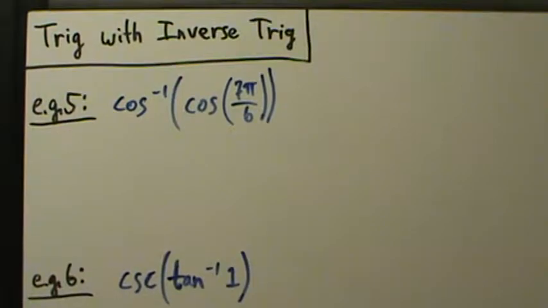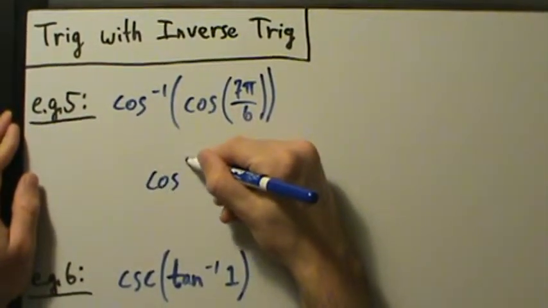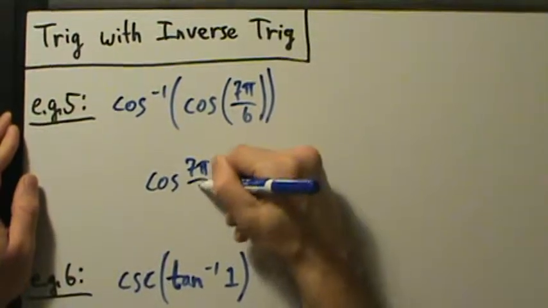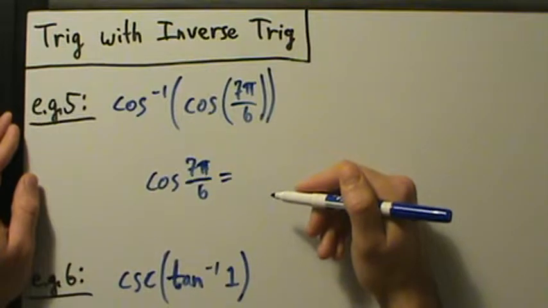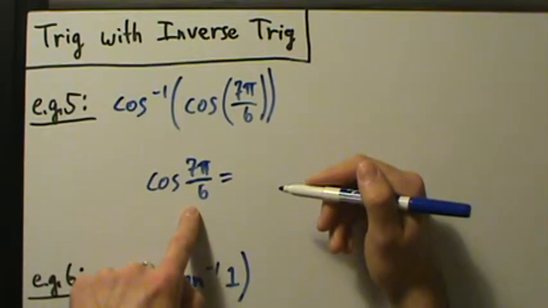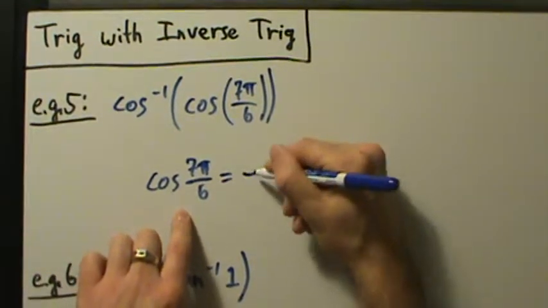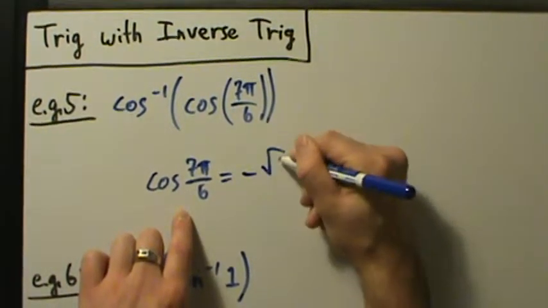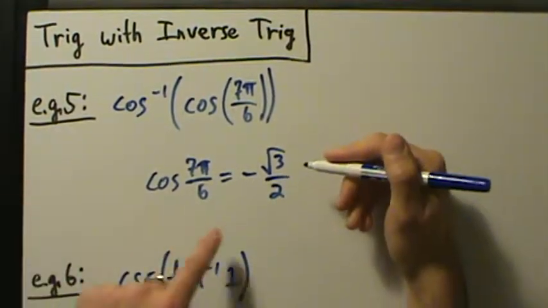So this is really just a matter of remembering the unit circle now. Cosine of 7 pi over 6, what is that? Well, it's in the third quadrant, so it's negative. Cosine is negative in the third quadrant. So what this is going to be is negative root 3 over 2. This is just a matter of knowing the unit circle.